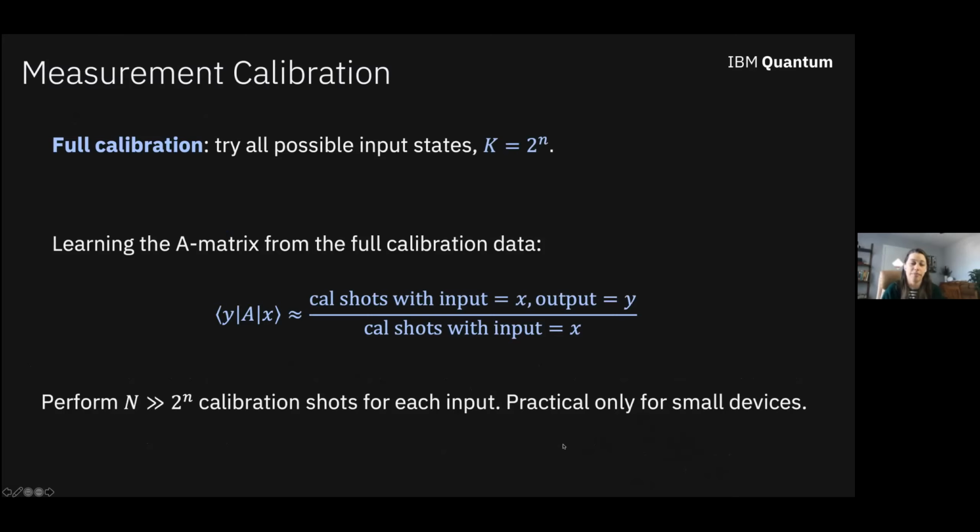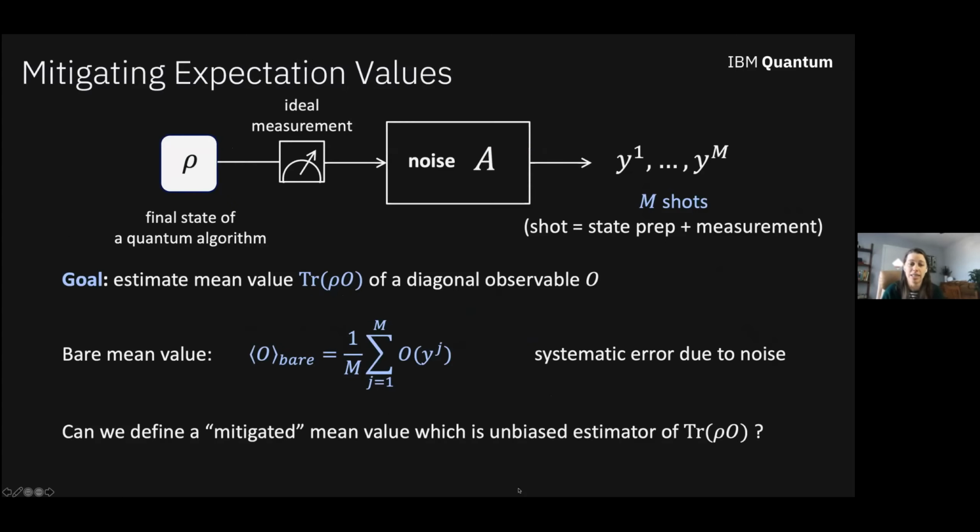Going back to the calibration part, just to find that matrix A, if we wanted to do a full calibration, we would do this by preparing all possible input states, and then constructing these matrix elements of all the possible outcomes of those to the end state preparations. So clearly this is only practical for small devices.